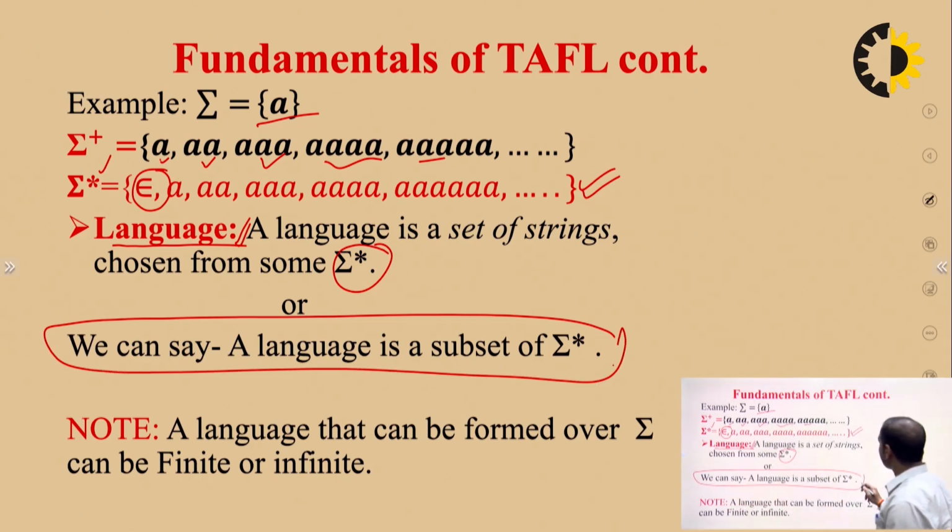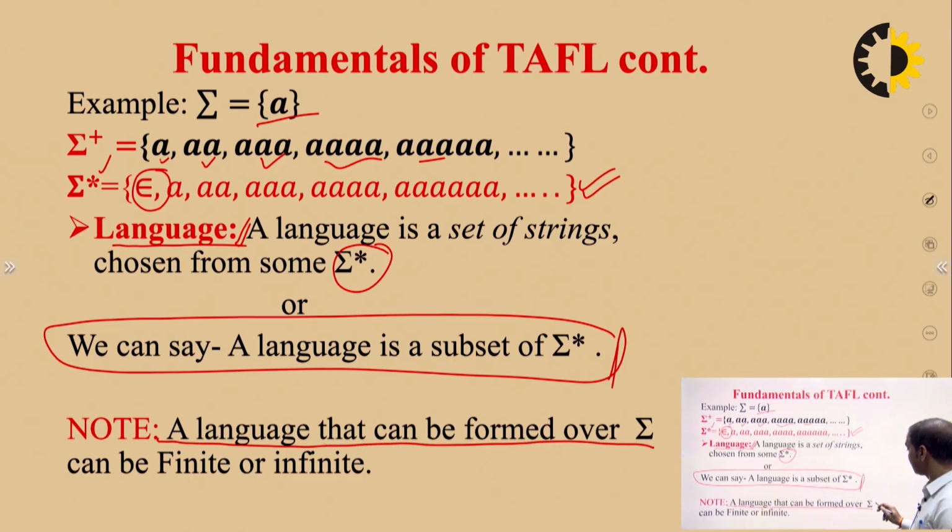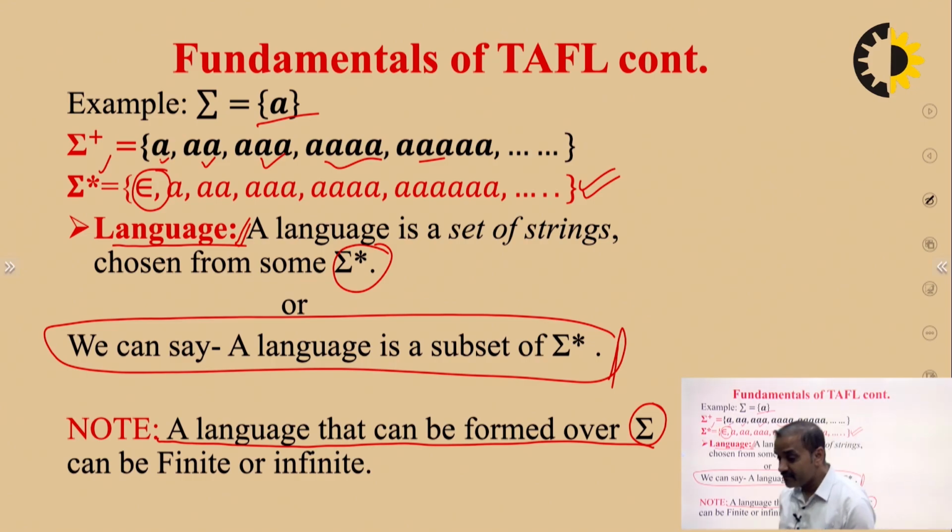This is the main point. A language is a subset of sigma star. A language that can be formed over sigma can be finite or infinite. If sigma contains a symbol, then we can form a finite or infinite set of strings. And if the set of strings is finite or infinite, then the language will also be finite or infinite.